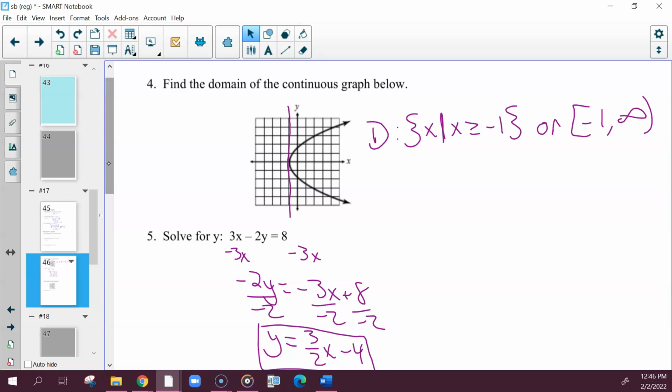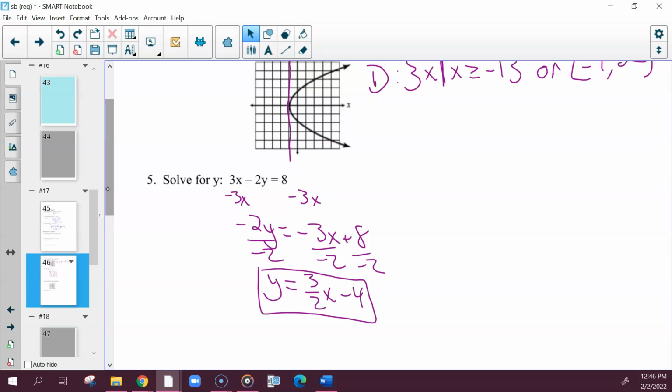And then for number 5, you needed to solve this for y. Subtract 3x on both sides, rearrange it, and divide everything by negative 2 so that y equals 3 over 2x minus 4. Questions on that?